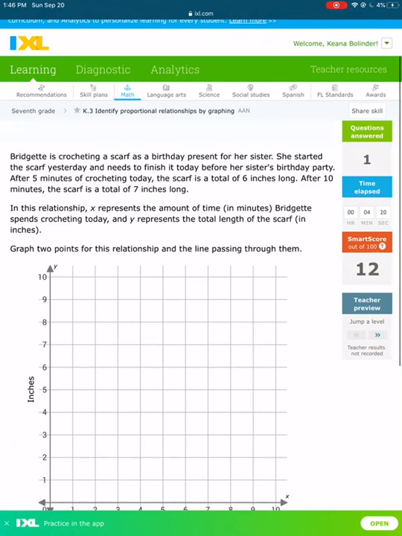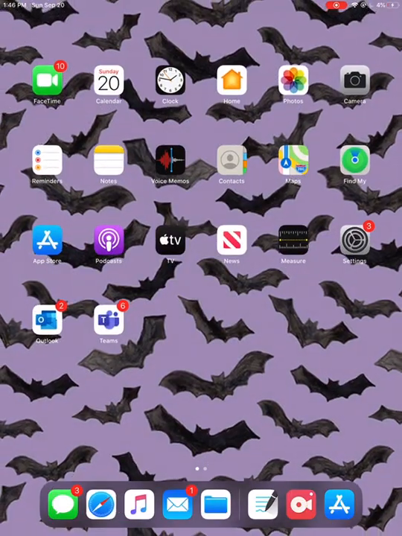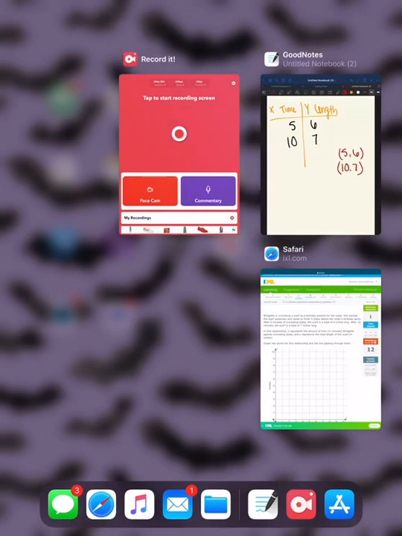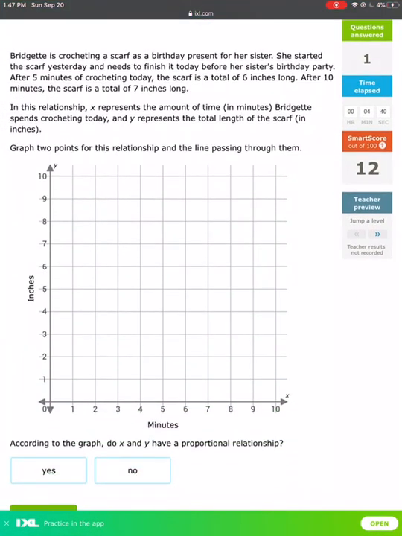And then I'm going to write 6 inches and 7 inches. Okay, now I can make points on my graph. I have 5, 6, and 10, 7. Okay, so what I'm going to do is I'm going to go back to my graph, and I'm going to plot those points. I have over 5, up 6, and then I have over 10, up 7. Okay, does this pass through my origin down here? No, it does not, so these points are not proportional, okay?